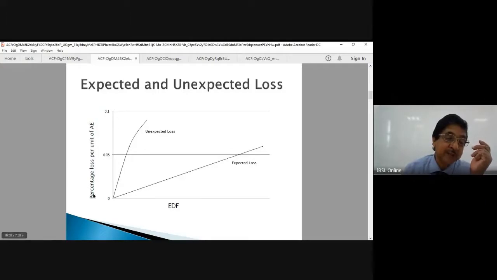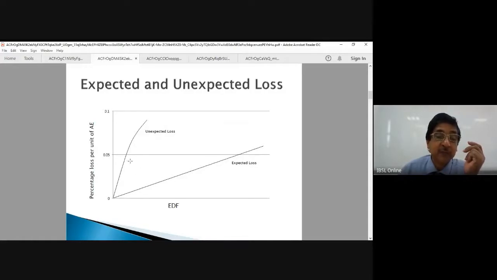This is what you call the percentage loss per unit of AE. So when you multiply it with AE, the average exposure or the exposure at default, there you have the percentage loss per unit of AE. So that is what you can just think about.